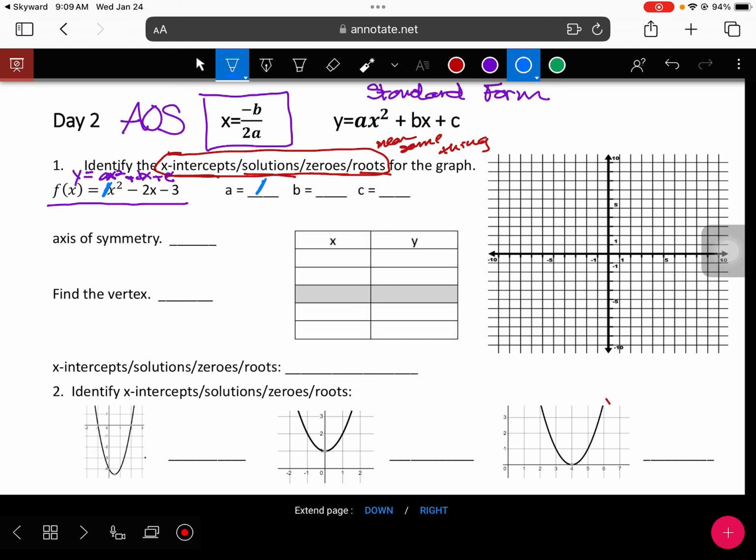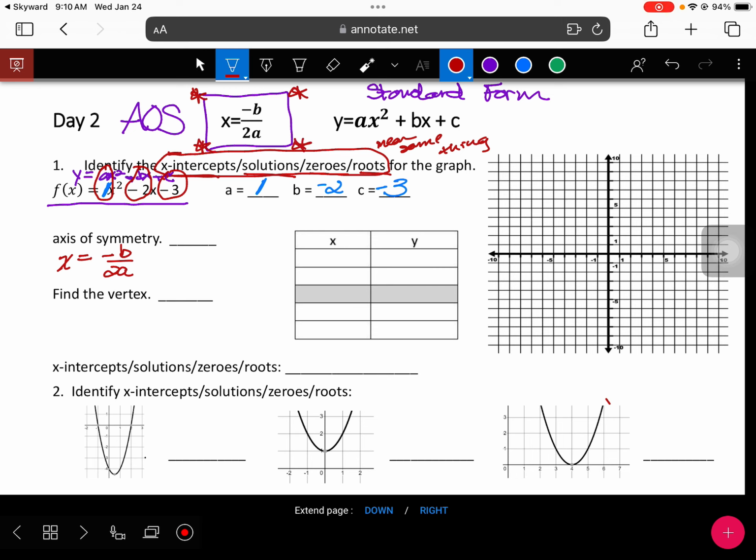What's my b value going to be? -2. Very good. And my c value? -3. So everybody see where I got those? C is -3, B is -2, A is 1. Axis of symmetry says that x is equal to the opposite of B divided by 2A. Now, I don't know if we're going to give you this formula or not for the test yet, but I would start memorizing it, okay?